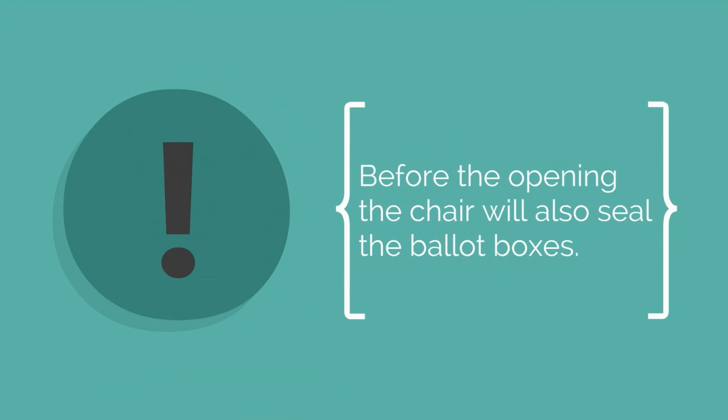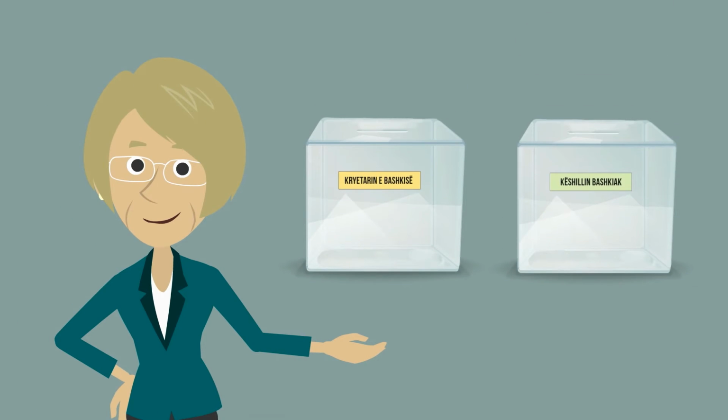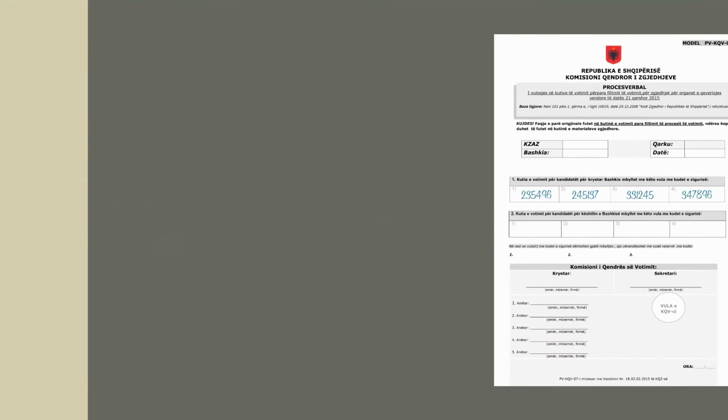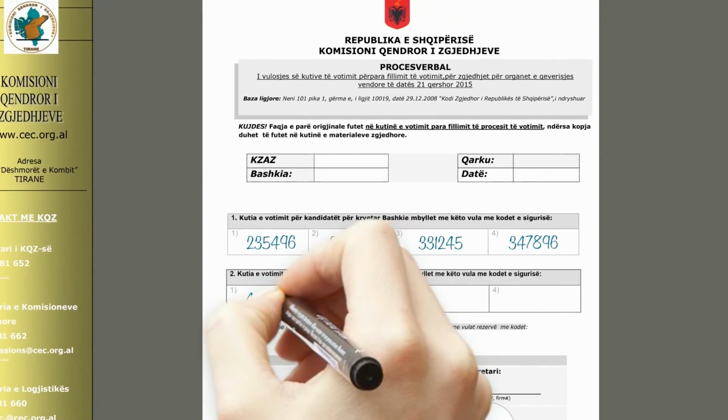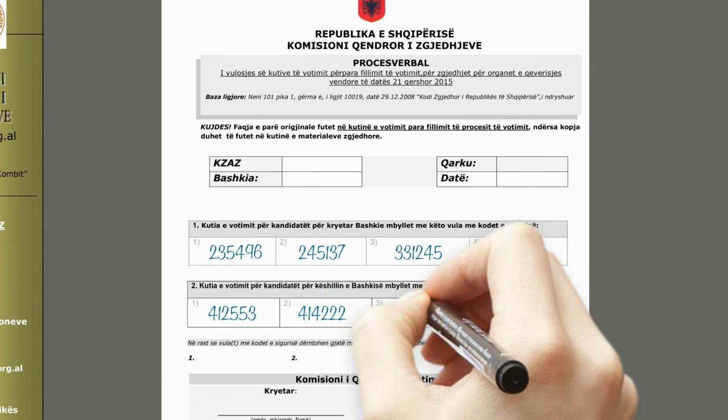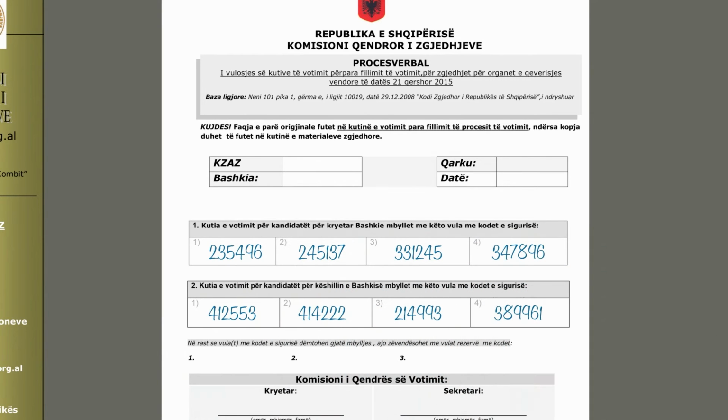Before the opening, the chair will also seal the ballot boxes. The chair should demonstrate to all present that the boxes are clearly empty, and then secure each lid with the security seals. Numbers of the security seals are recorded in both the meeting book and the record of sealing the ballot boxes, Form PV KQV 07.